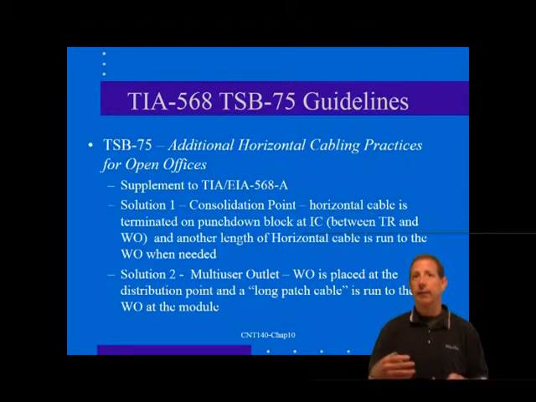The consolidation point method initially terminates a horizontal cable at an appropriate punch-down block at an intermediate distribution point between the telecommunications room and a group of open office workstations. When it is time to extend the link to the open office module, another length of horizontal cable is connected to the punch-down and run to the workstation outlet. The multi-user outlet method actually places the workstation outlets at the distribution point in multiples to match the circuit modules and runs an extended length user cord to the work area. Now we'll go into each of these methods in some detail in the sections that follow.